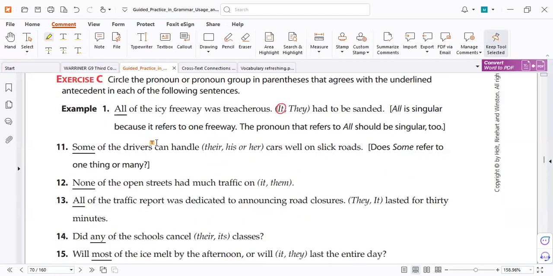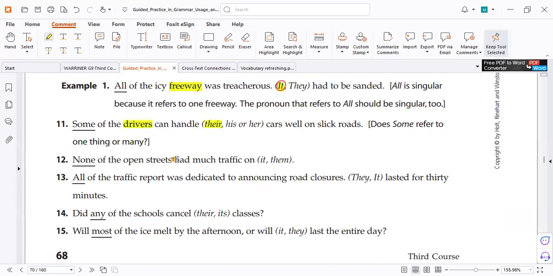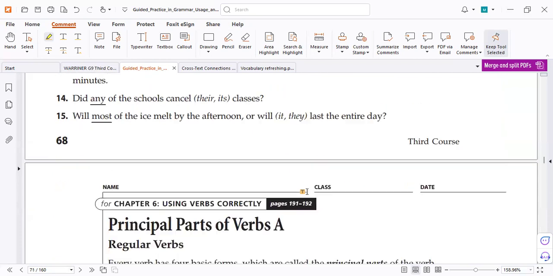Here is the same. All of the icy freeway, so it must be "it." Some of the drivers, plural, must be "their." None of the streets must be "them." So the same point. The problem is how to know whether the word is singular or not. They said "it was," so it must be singular. So the pronoun refers to something singular, so it's "it." As you see, that's one.